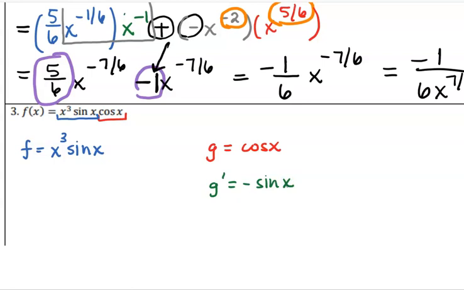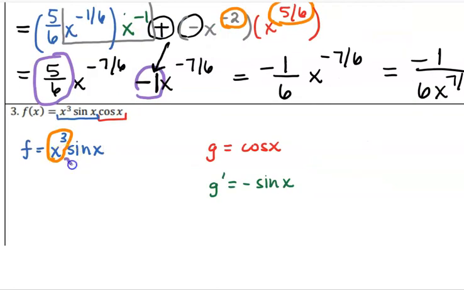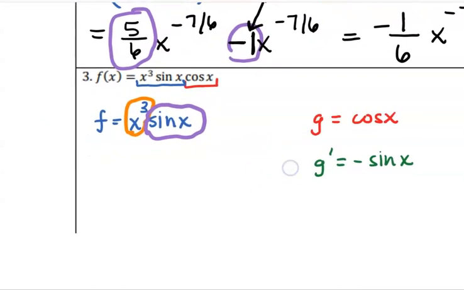But to find f prime, f is a product of two separate things. F is a product of x to the 3rd and sine x. So to find f prime, we have to use the product rule again. So we're using the product rule while we're using the product rule. So down here, I'm going to start a smaller product rule where f is x to the third and g is sine x.